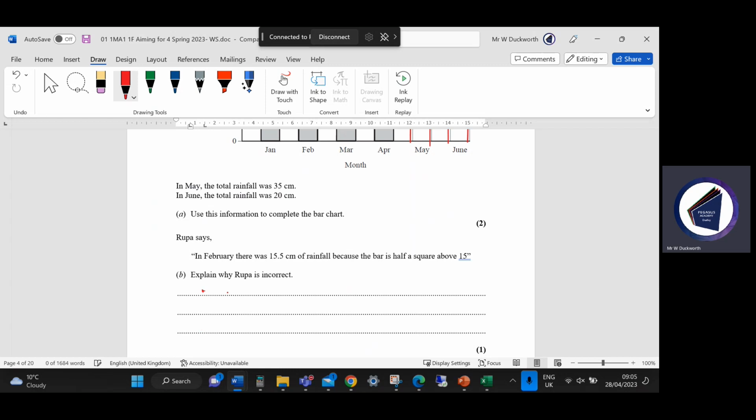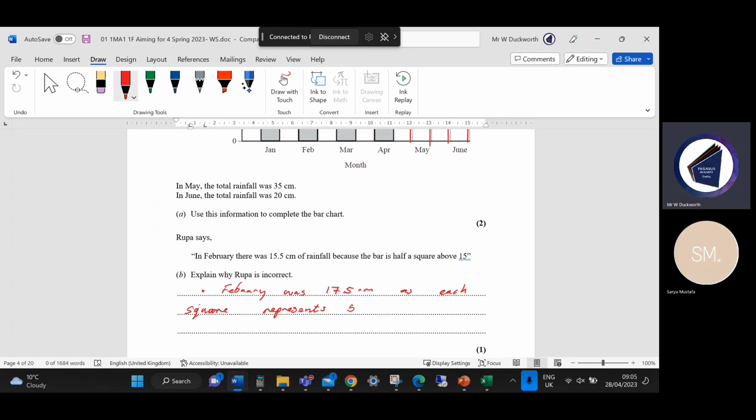As February was 17.5 centimetres, as each square represents 5 centimetres.